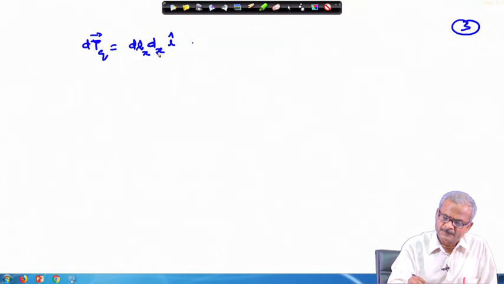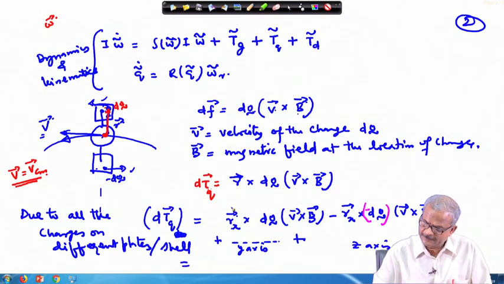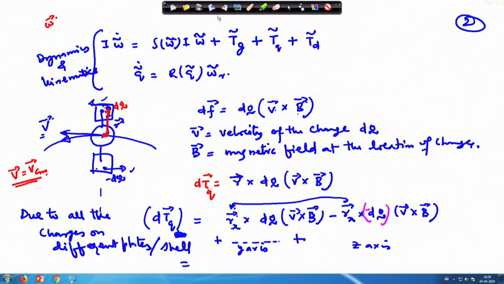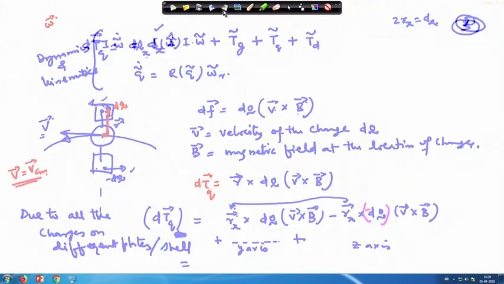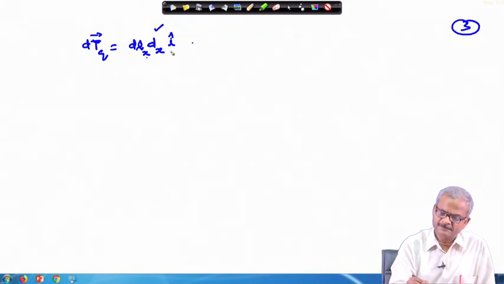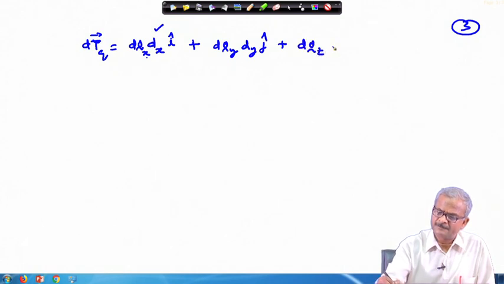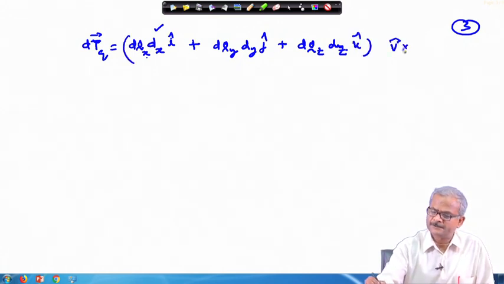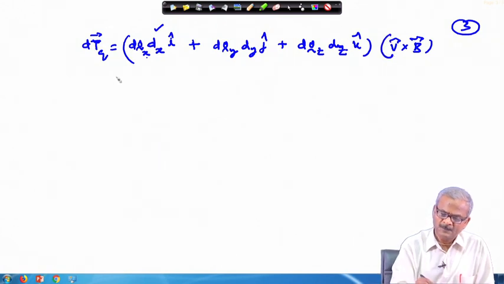So, d q x times distance along the x axis, these two can be added together. Okay. So, these two r x magnitude wise we can write as d x, this is the distance between these two points, and I cap, this is the unit vector along the x axis. So, same way we will have, and then v cross b. Okay. So, v cross b we can take outside, and here then d q y d y times j cap, and d q z d z times k cap, and we take v cross b outside because it is common to all of them. Okay.